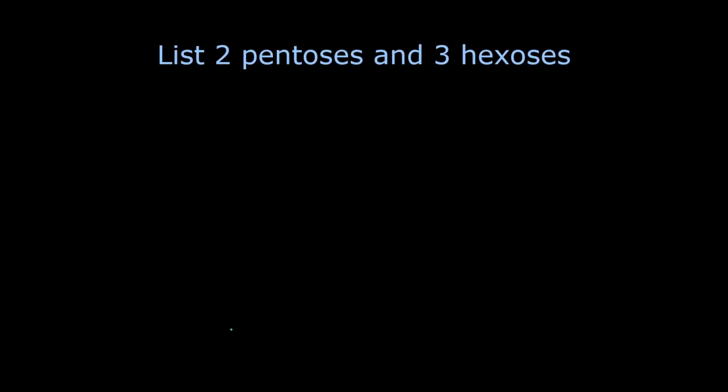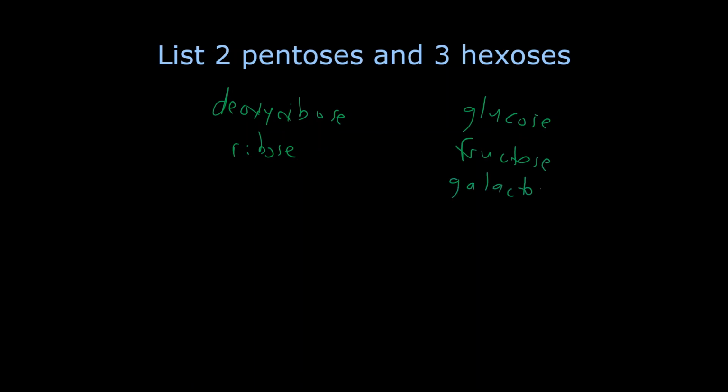Okay, 2 pentoses, very simply: deoxyribose and plain old ribose. And then hexoses were 6-carbon monosaccharides. That would be glucose, fructose, and galactose. Yeah, there are others, but those are the ones you see on almost every exam.